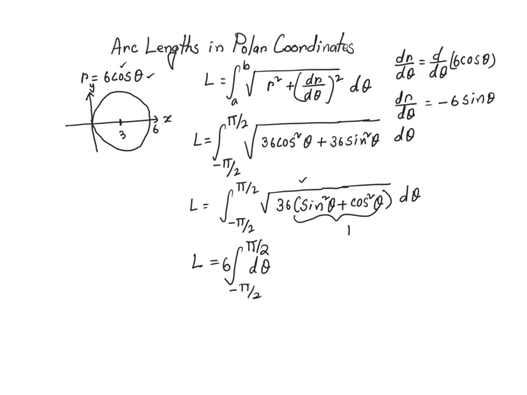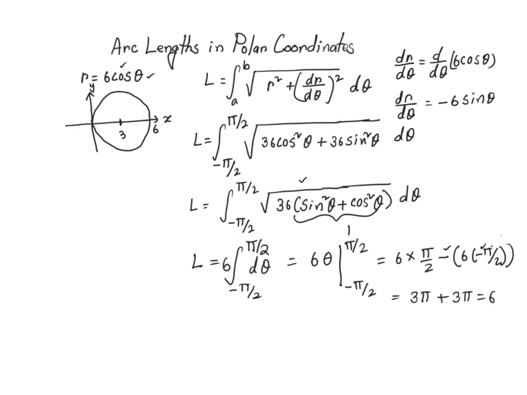Just d theta, which is going to be 6 theta evaluated from negative pi over 2 to pi over 2, which is going to be 6 times pi over 2 minus 6 times negative pi over 2. And if I simplify it, it's going to be 3 pi. Negative and negative is going to make it positive, plus 3 pi, which is nothing but 6 pi.